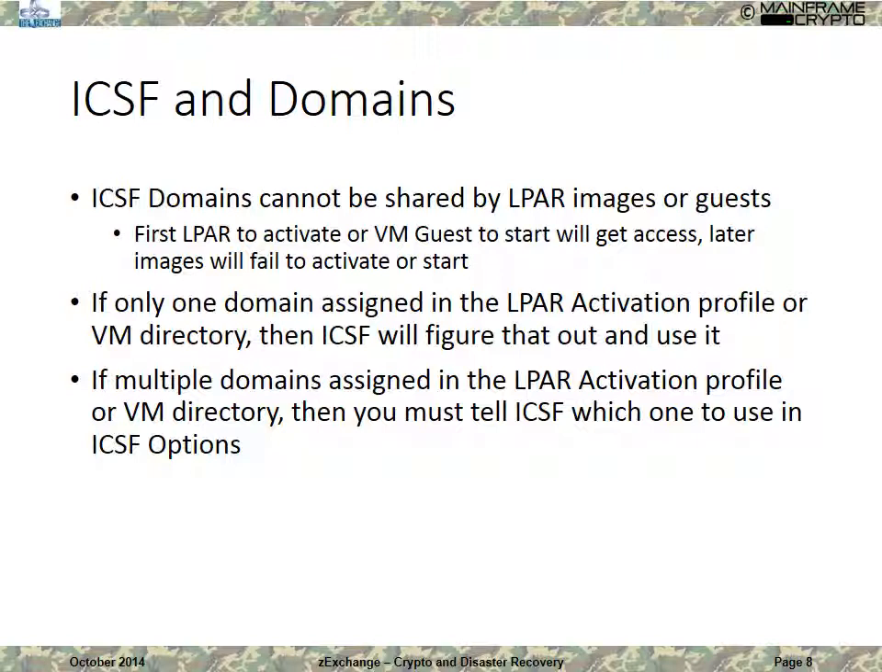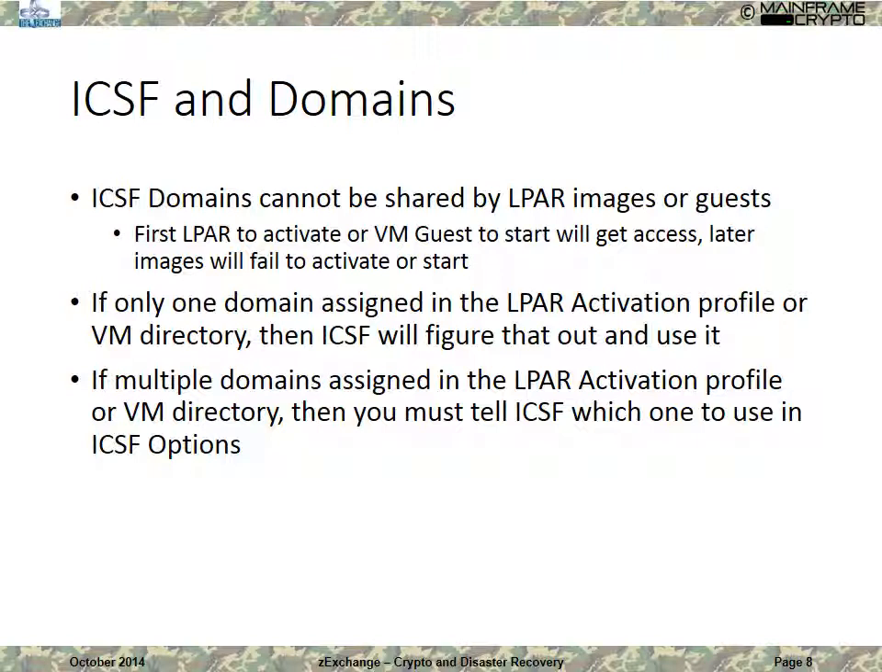So let's suppose that on your production system at home, you're running with no usage domain assigned. So in your ICSF options dataset, you don't specify the domain parameter, and ICSF will figure out, hey, I've only got one assigned, I'm going to use it. When you get to your DR environment, maybe your DR provider gave you two domains to give you some flexibility, and maybe he assigned usage domain 3 and 4 to the LPAR where you're going to build your DR system. In that case, when you don't specify the domain in the options data set, ICSF doesn't know which one of those to use, and ICSF will not initialize.